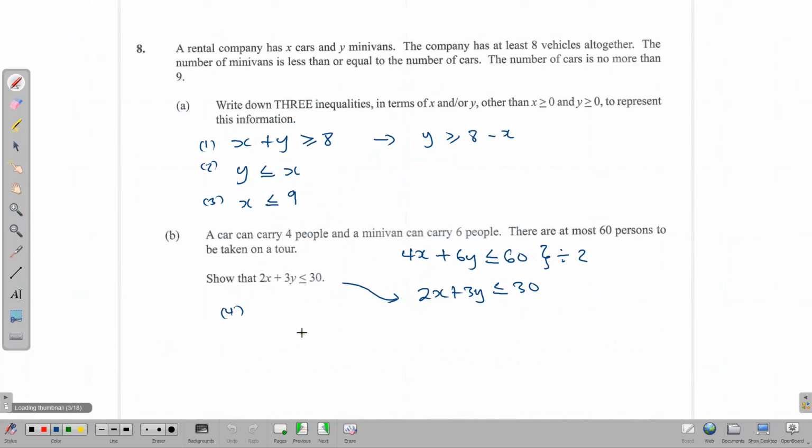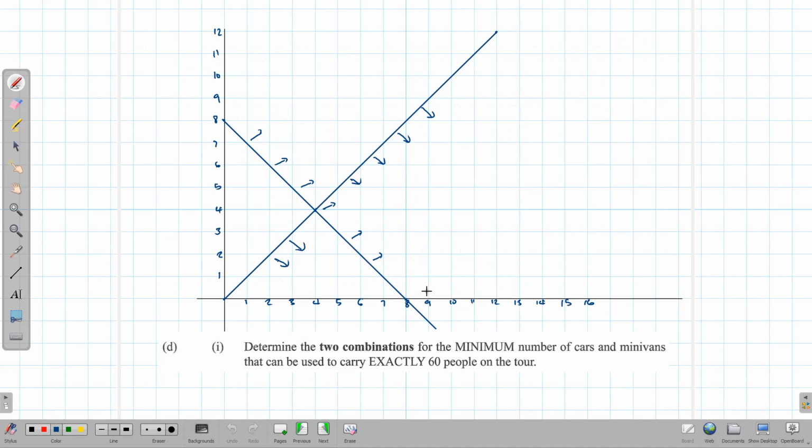Next one, x is less than or equal to 9. That's very easy to draw in. So let's put in this one. X is less than or equal to 9. So we have a line coming through here. So let's just draw a straight line going through 9. All right. And it's less than or equal to 9. So we are interested in this side of the line. So you can see your feasible region forming here.